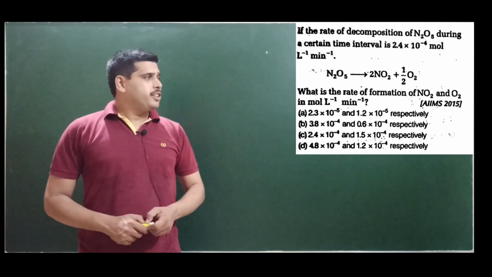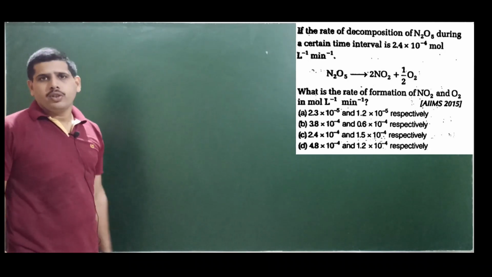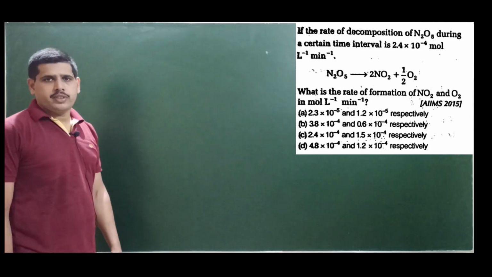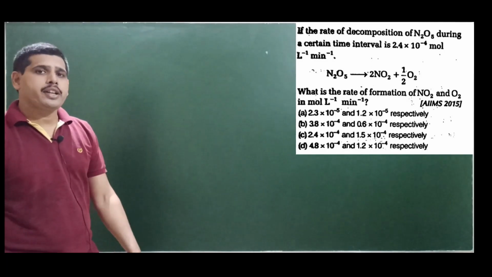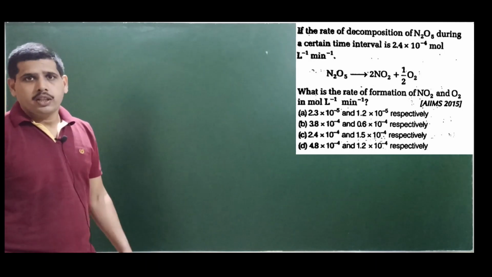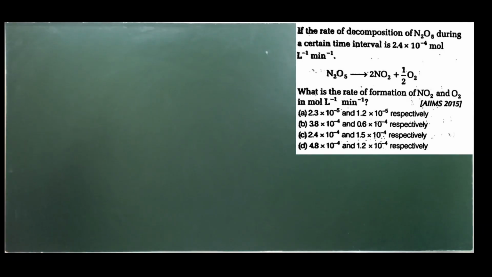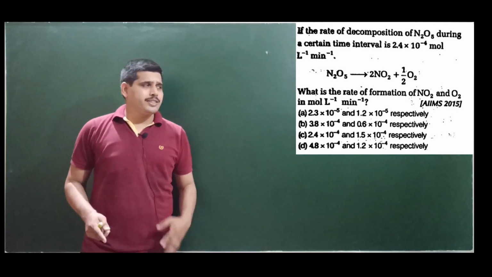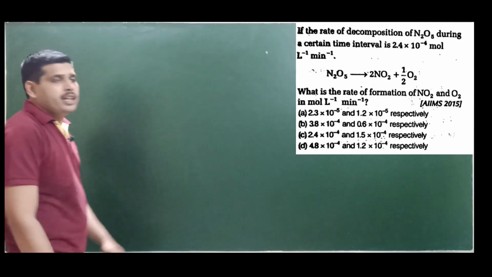Hello students. Here we are given the decomposition of nitrogen pentoxide. N2O5 decomposes to give nitrogen dioxide and oxygen. Now the rate with respect to the reactant is given as 2.4 into 10 raised to minus 4, in mole per liter per minute. What will be the rate of reaction with respect to the products, that is nitrogen dioxide and oxygen? Dear students, rate unit is either mole per liter per minute or mole per liter per second. Here it is given mole per liter per minute.